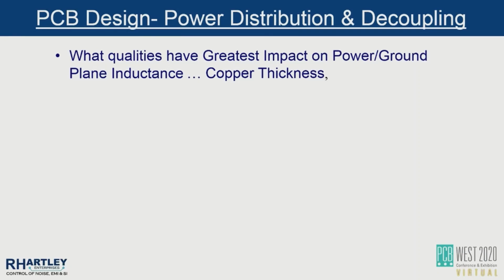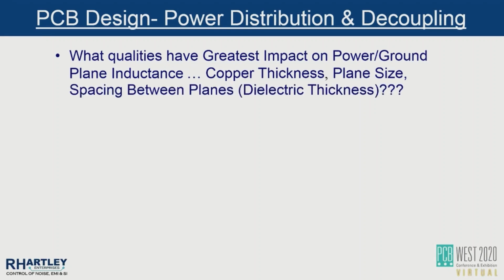So what qualities have the greatest impact on power ground plane inductance? Is it copper thickness? Is it plane size? Or is it spacing between planes, dielectric thickness? Plane size has an impact, as you will see later. Copper thickness has almost no impact unless you're dealing with really low frequency switching with a lot of current. Then copper thickness will matter, but only if it's really low frequency where you're drawing amps of current. That's the only place where copper thickness would matter.